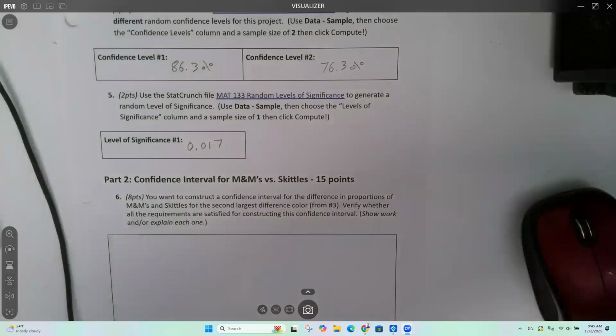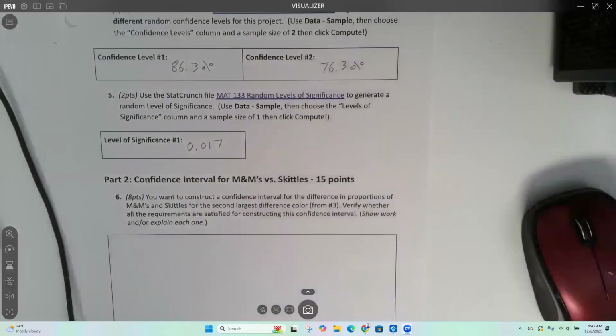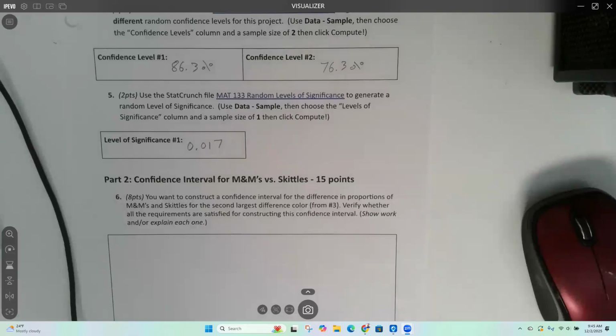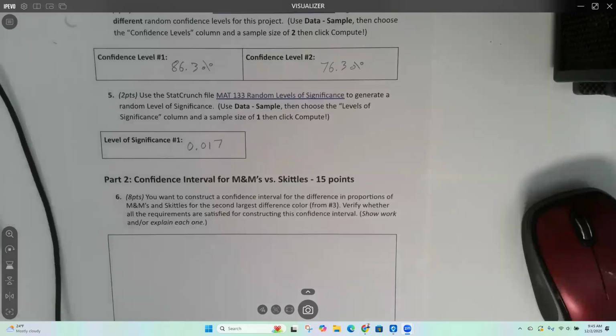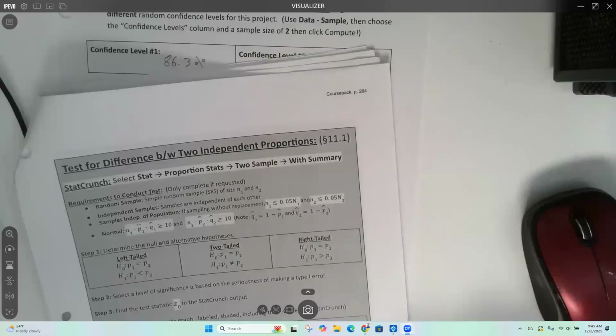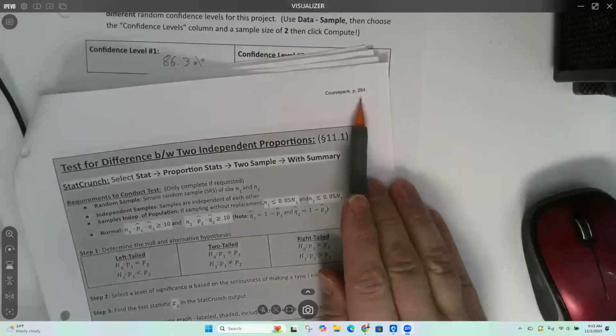All right. So all the stuff that we're going to cover today for looking at two proportions. So we have M&Ms and Skittles, and we subtract them. We're trying to compare the two different populations. All of that is going to be on page 264. Okay.